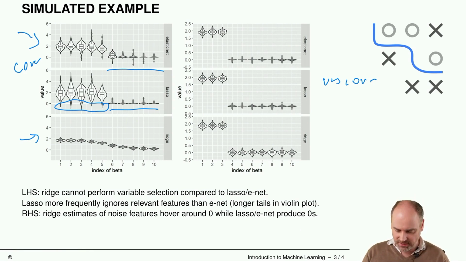If you now look at the right-hand side, we can see that our ridge estimates, so our L2 estimates of the noise features, hover around 0. They are not estimated exactly to 0. I guess you can see this a little bit less well from this. Well, you can see it from this plot, and you should definitely see that LASSO and elastic net handle these 7 noise features better. Now they more often shrink them to exactly 0. And again, if you just focus on the first row, elastic net works quite well in both scenarios.